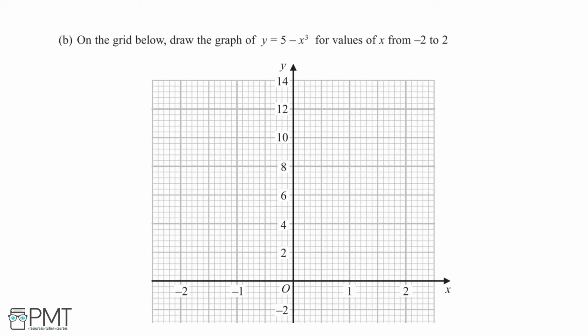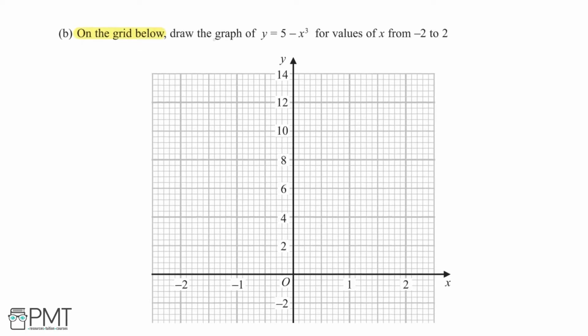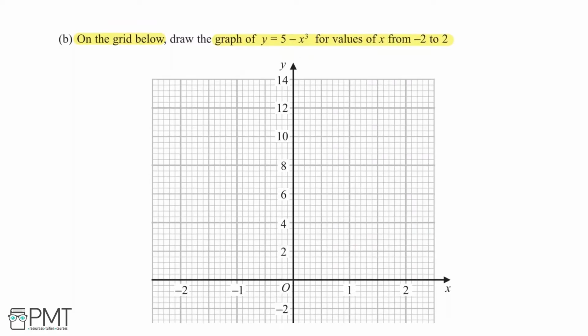Part B has told us on the grid below, draw the graph of y equals 5 minus x cubed for values of x from minus 2 to 2. Okay, and this is worth 2 marks. So at minus 2, our value of y was 13. Minus 2, 13 is in between 12 and 14, right in the middle, so it would be there.